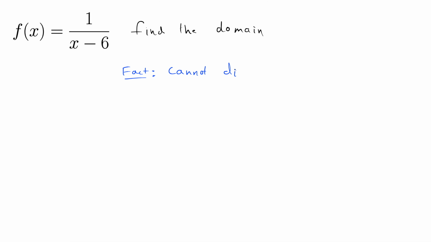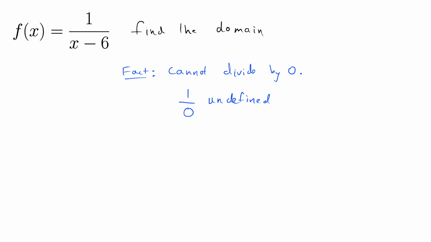Cannot divide by 0. That's just a fact. And we can talk about why that's a fact. I guess one way to think of it is that this would be infinity, but really we can't tell if it's positive infinity or negative infinity, so we say that it's undefined.